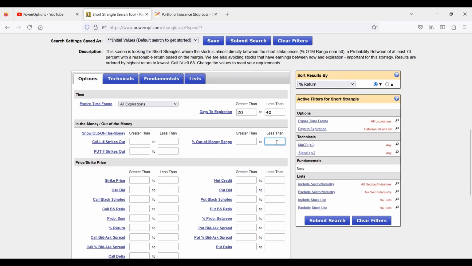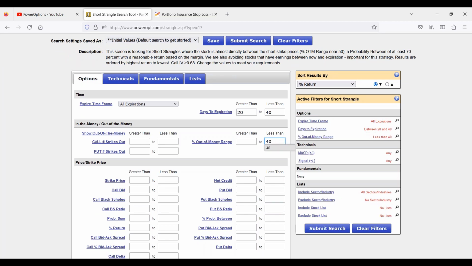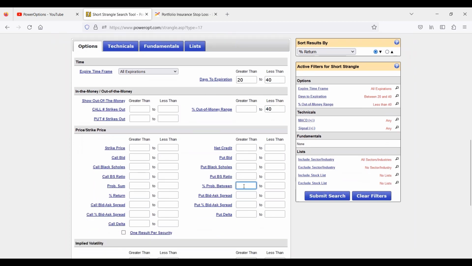That percent out of the money range, remember, we have to change it because it's skewed to the short put strike price. We're in that lower range of what we call the percent out of the money range. So we're going to drop that down to less than 40. Probability between, I'm not even going to use in this case. We're just going to leave that alone for the percent probability between, because it's just not necessary in this case.